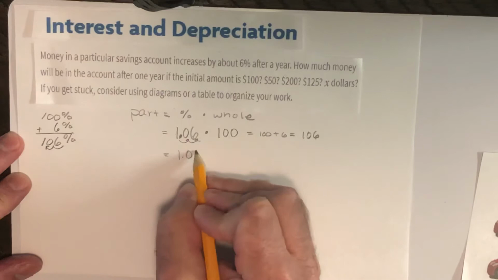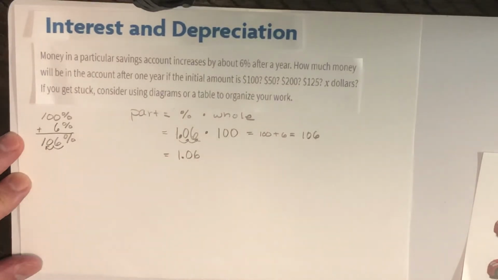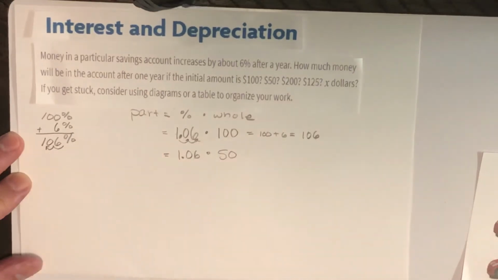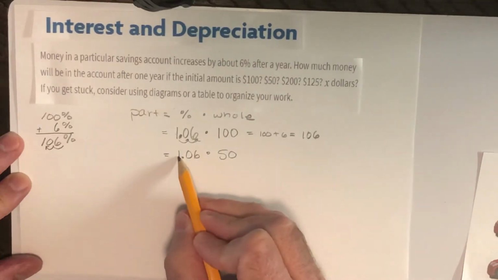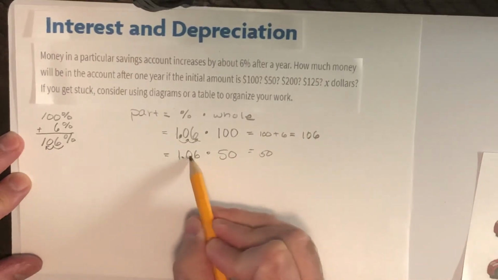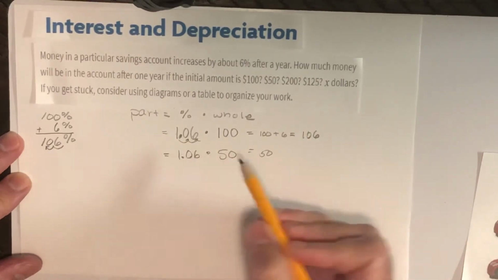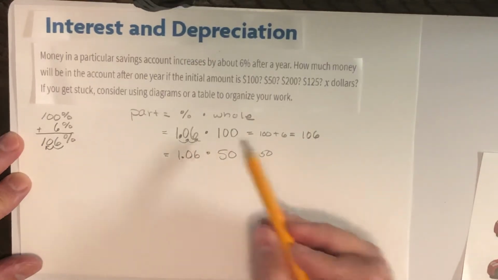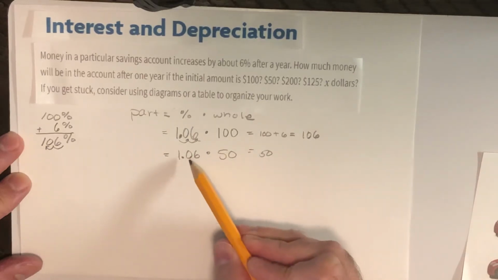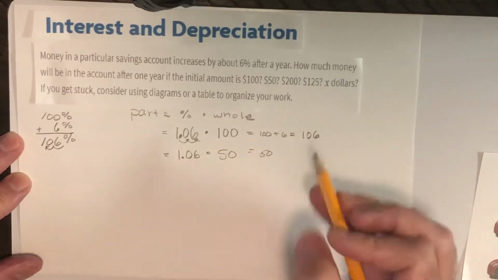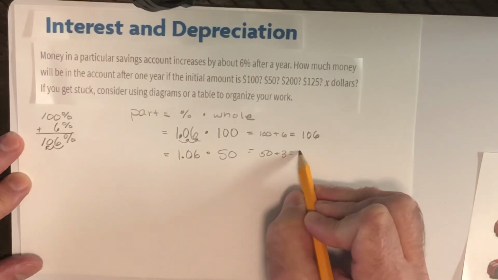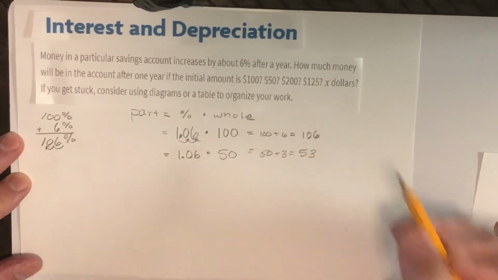So now 106% or 1.06 times 50. Well, if we know 1 whole times 50 equals 50, of course, we also need 6/100 of 50. Well, I knew 6/100 of 100 is 6. Since 50 is half of 100, it would reason that 6% of 50 is going to be 3. So this is going to be $53 after a year.